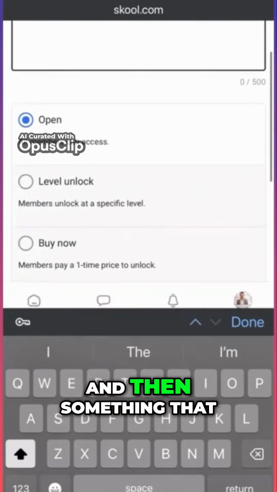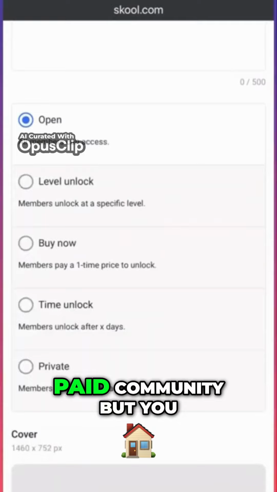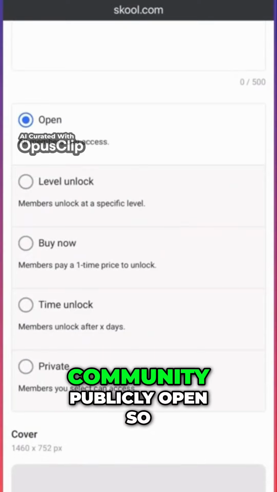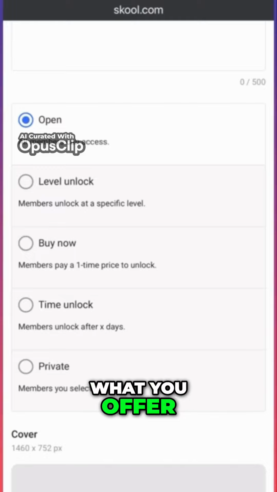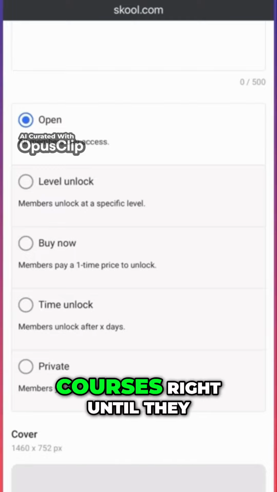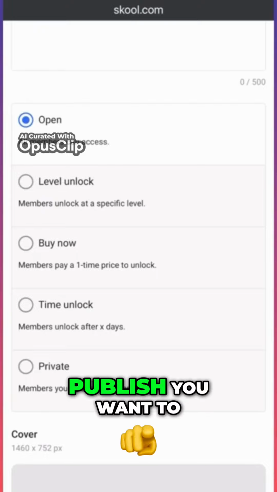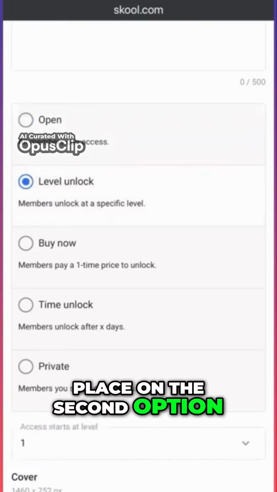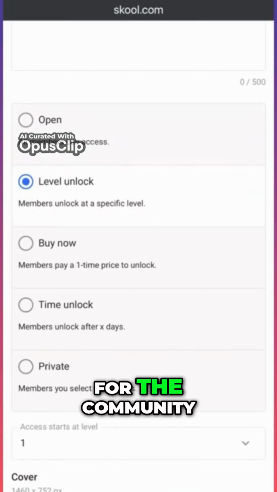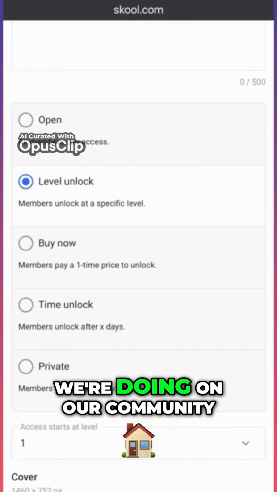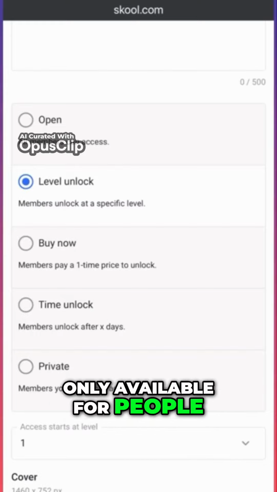And then something that I really want you guys to pay very close attention to: if you have a paid community but you want to keep the community publicly open so people can browse around and see what you offer, but you don't want to give them the courses until they actually join, every course that you publish you want to place on the second option, which is level unlock. This is only for people who are paying for the community, right? So this is what we're doing in our community. We have a bunch of courses that are only available for people after they join.